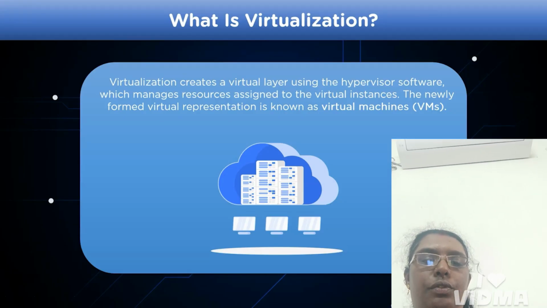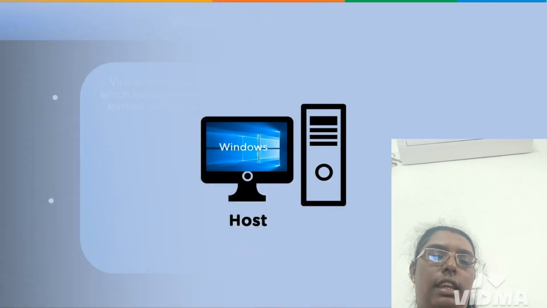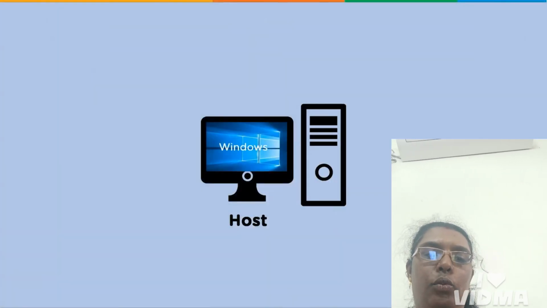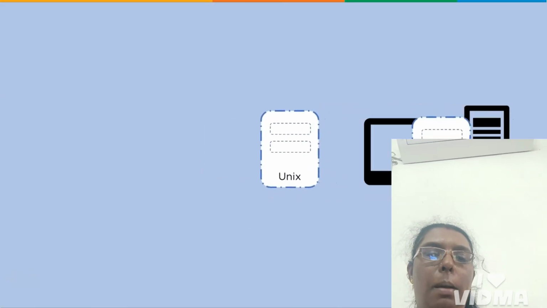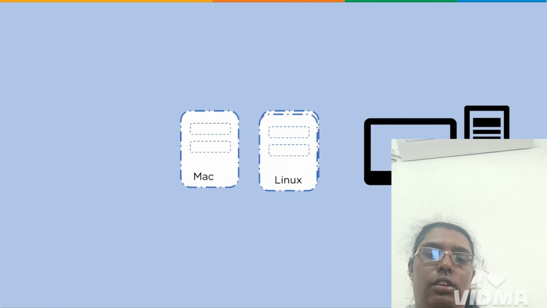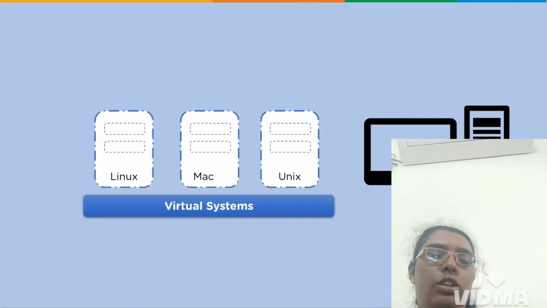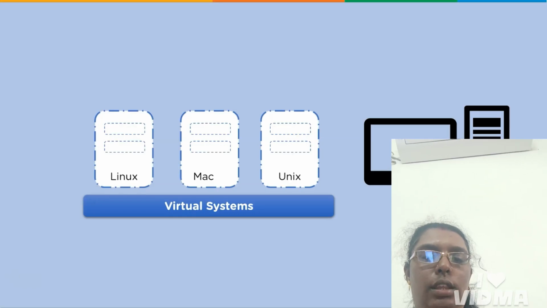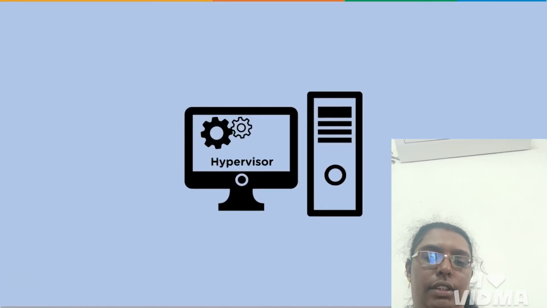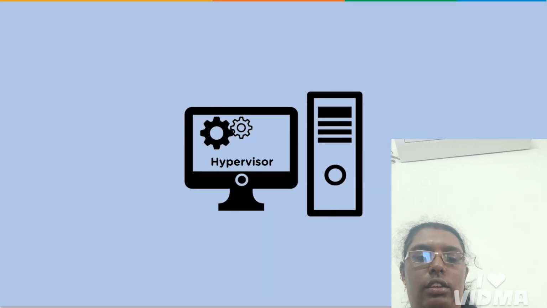To understand virtualization much better, let's take an example. This is a system installed with a Windows operating system, which is known as the host OS, where the virtualization software known as the hypervisor will run. Using the hypervisor software we can have multiple instances of different OS including Unix, Mac and Linux, which are also known as virtual systems or guest OS. The working of virtualization is only possible by the use of software known as the hypervisor, and we will learn the different types and working of hypervisors in the future.